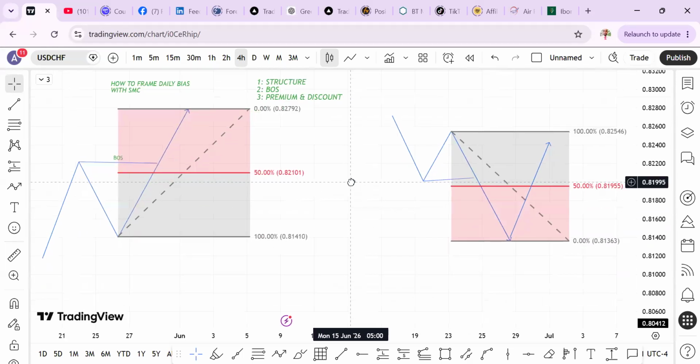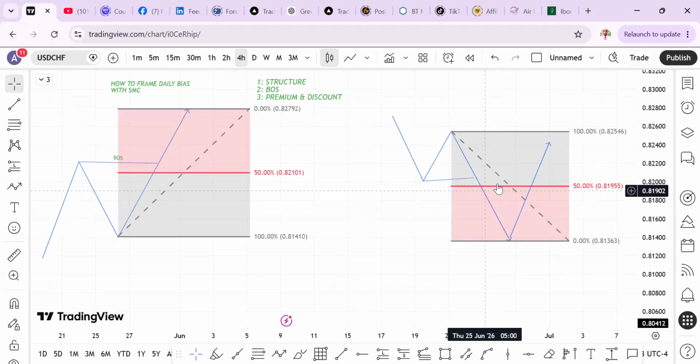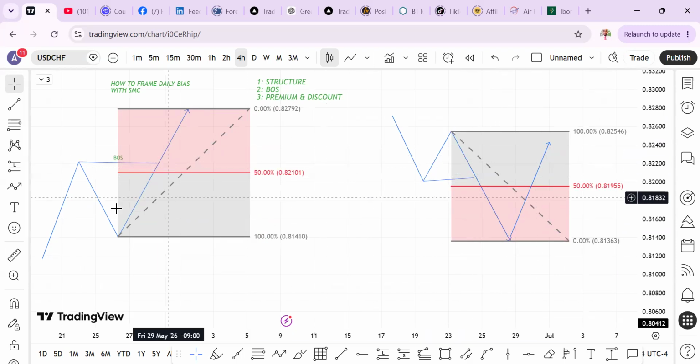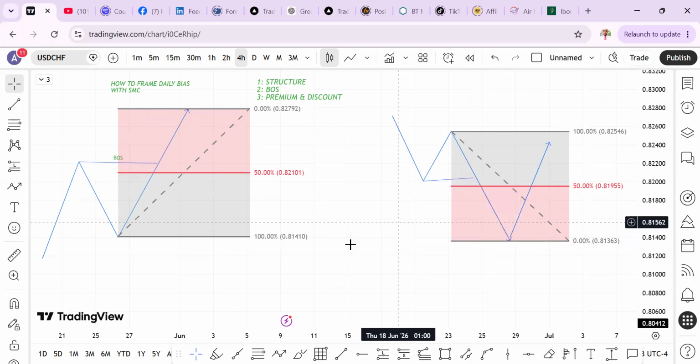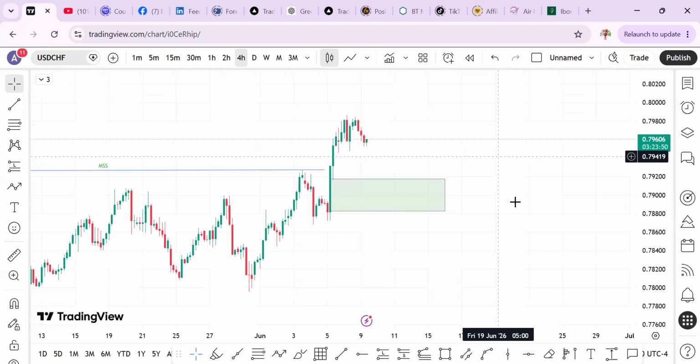So let's go to the charts. Maybe in the next lecture we'll talk about how we can use liquidity and how we can get entry from premium, or how we can get entry from discount. So let's go to the chart now and look at something.